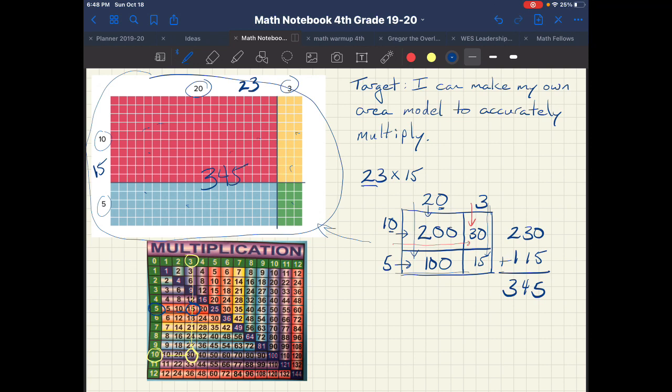345. We had 200 red squares, 100 blue squares, 30 yellow squares, and 15 green squares. They all added up to 345.